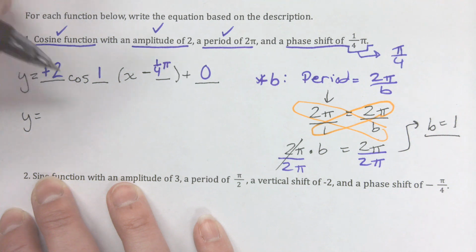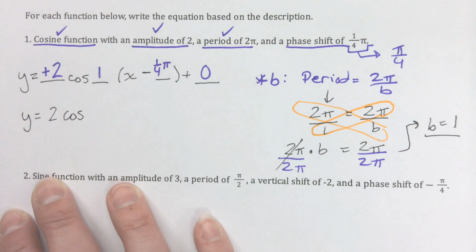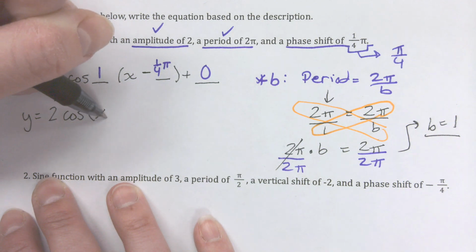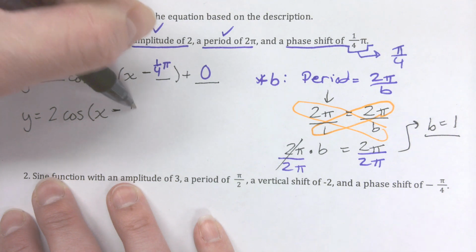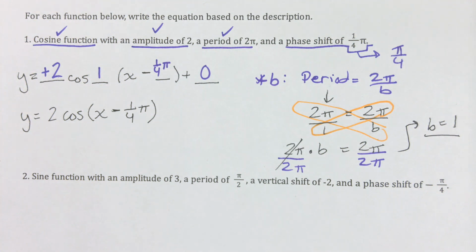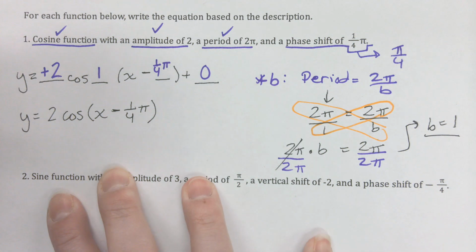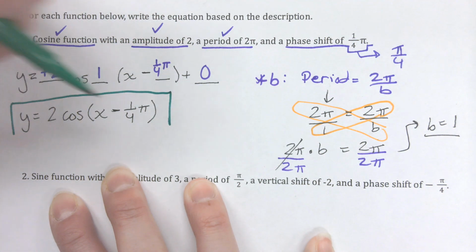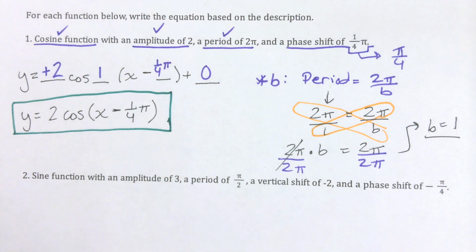I'm just going to rewrite it for good measure. Y equals, I'll drop the plus in front. 2 cosine, drop the 1. X minus 1/4 pi. And no vertical shift, so I don't have to write plus 0. And there's our first equation. Questions on the process? It's pretty much the same as graphs to equations, except we're given the period, so we don't have to find it.